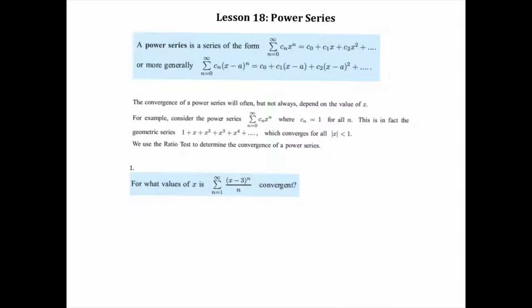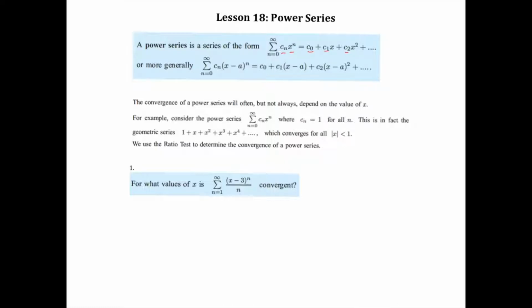Lesson 18, power series. A power series is a series of the form: you've got some constant c_n times x to the n. So when n is 0, you get c0 x to the 0, which is just c0. When n is 1, you get c1 x to the 1. When n is 2, you get c2 x to the 2, and so forth. Keep in mind these c's are all constants, and it goes on forever.